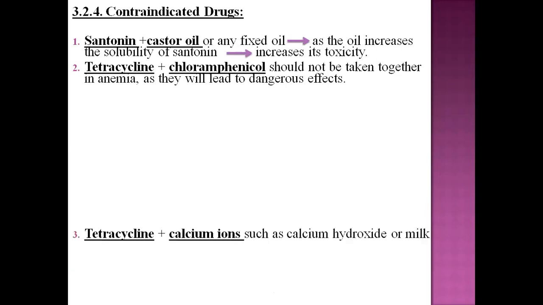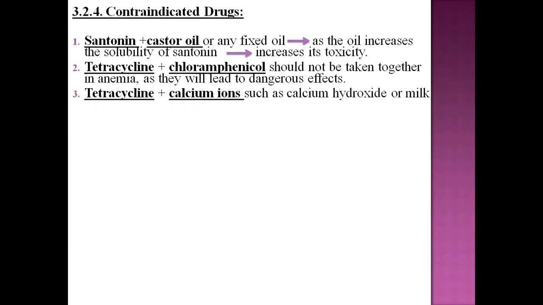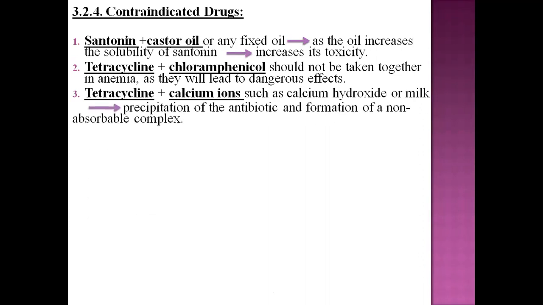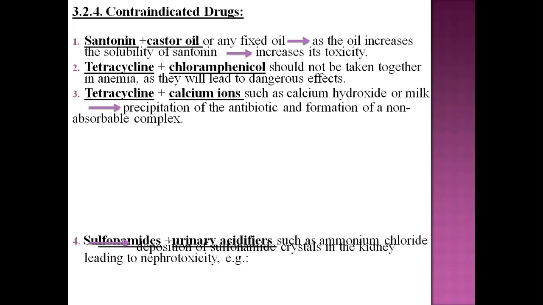They have dangerous effects. Tetracycline with calcium ions: the calcium ions, which are found in dairy products such as milk and yogurt, will precipitate tetracycline in the stomach. They will not be absorbed, so there will not be an effect of tetracycline.